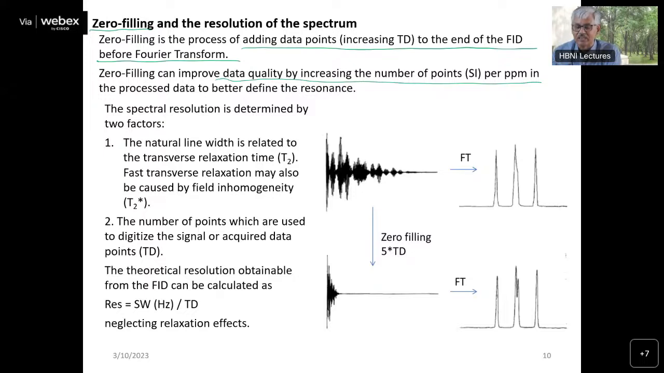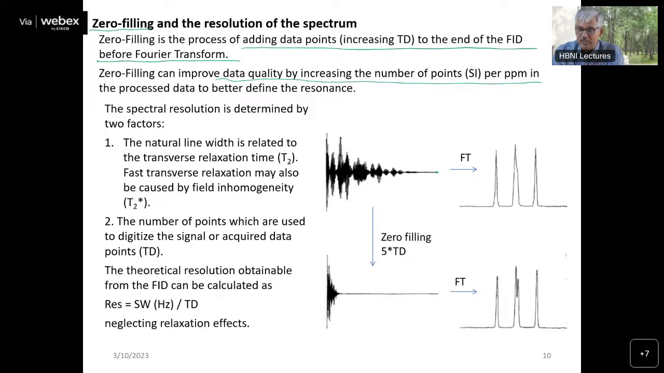As you are increasing the number of points per ppm in the processed data, you better define the resolution. So you see in the first case, this is your FID, where no more signal is coming. If you do a Fourier transform, you will get a spectrum.